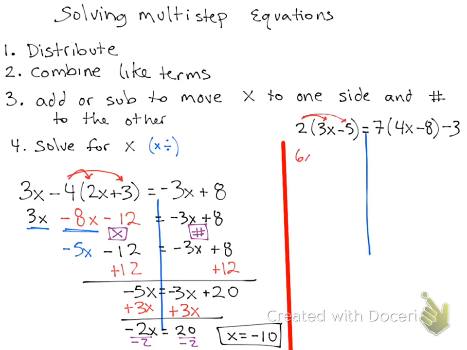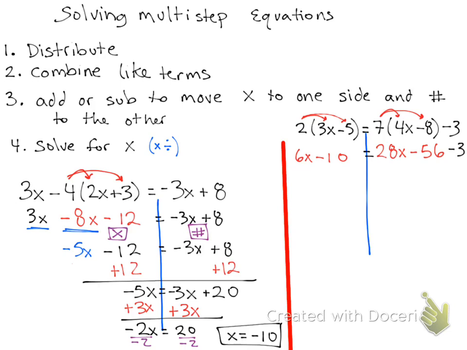So 3 times 2 is 6, you got your x, and 2 times negative 5 is negative 10. On the right side of the equation, you have the 7 that's outside the parentheses. You have to multiply it inwards into the 4x and the minus 8. So 7 times 4 is a positive 28x, and then 7 times negative 8 is a negative 56. We're going to bring down our minus 3.